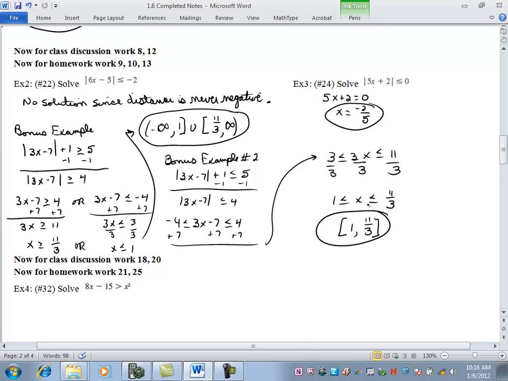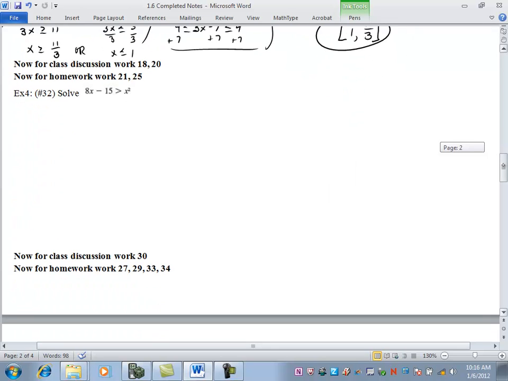And there we go. So now for a class discussion, if you would kindly work problems 18 and 20 and bring those in, have those ready to go. For homework then, take a peek at 21 and 25.